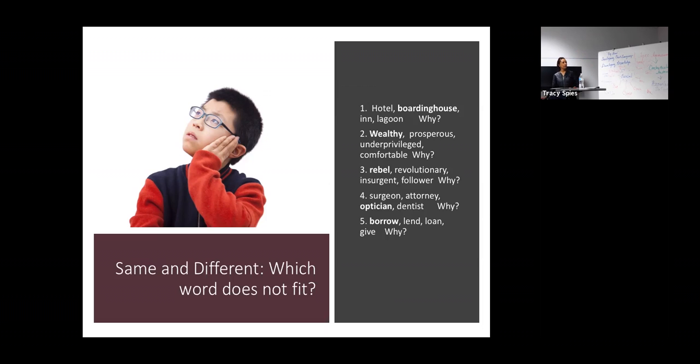Let's do one more. We've got number 5, borrow, lend, loan, and give. Give. Borrow. If you're lending, or also giving, if I give it, it doesn't come back. If I borrow it, it goes back. If I lend it, it goes back. If I loan it, it goes back. It's returned. If I give, it's not returned.